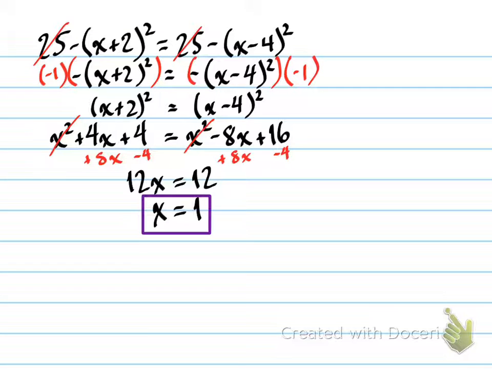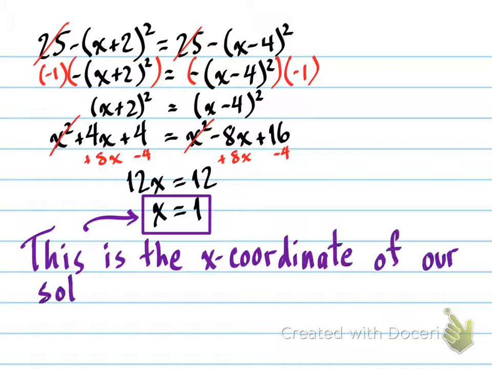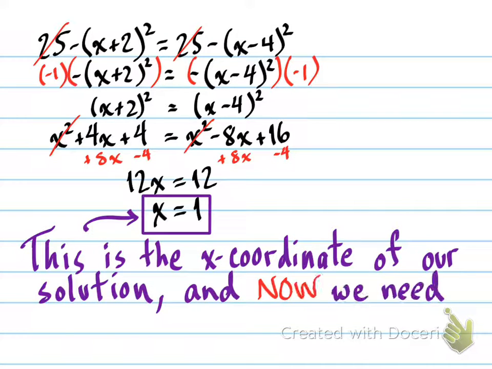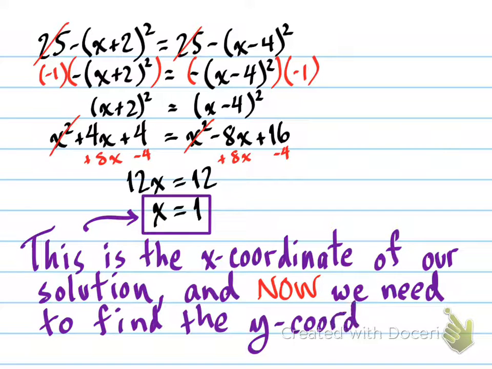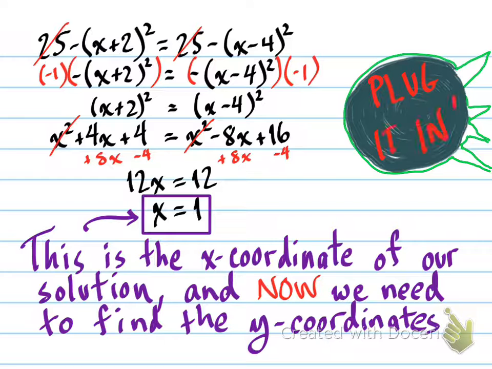Okay, well, I thought maybe we would have two solutions, but it looks like the algebra is all good, so we get one x value. This x value is the x coordinate of our solution points, and now we have to find the y values. So how do we find the y values, everybody? Plug it in, right? That's what you do. You're going to plug that x value into one of the equations, and it doesn't matter which one.